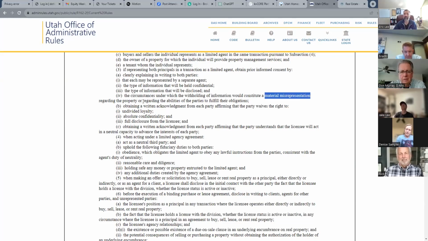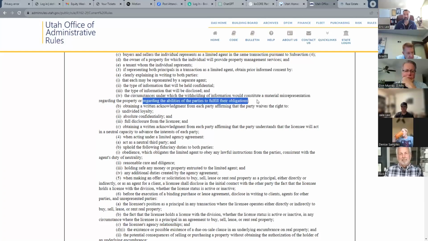Okay. What about regarding the abilities of the parties to fulfill their obligations? This can affect buyers. A buyer, we find out they can't qualify for the loan. Now, granted, there may be other options open to them. And so you'd have that conversation with your buyers first. Like maybe they can cash out their 401k. Maybe they can get a cash gift from their parents. But if they can't fulfill the terms of the offer at all, then we're going to need to disclose that. Okay. So there are circumstances under which the withholding of information would constitute a material misrepresentation.